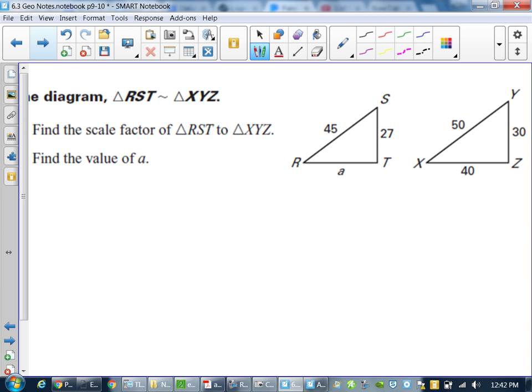So again, we have a similarity statement of triangles. RST is similar to XYZ. It asks us to find the scale factor and then find the missing side length.